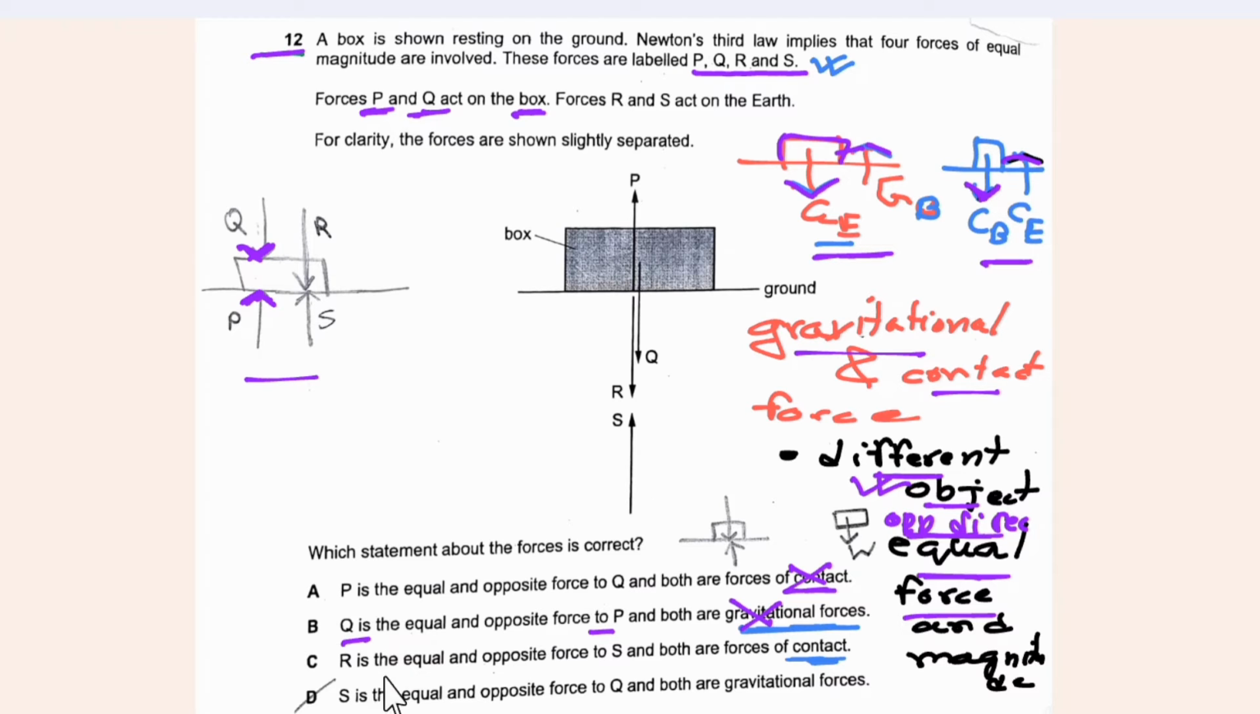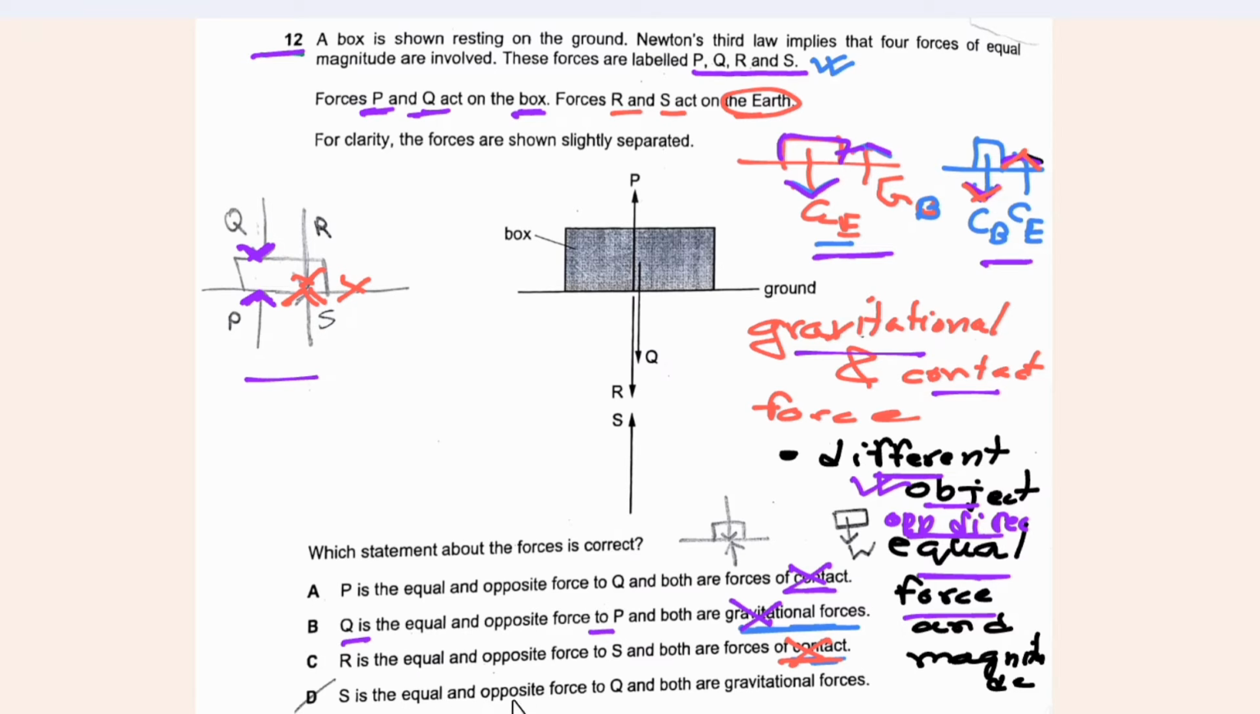Then in the third statement, R is equal and opposite to S, and both are forces of contact. So this is R and this is S. We can say that they are equal and opposite force, but these forces R and S are acting on the earth. That means these forces are acting on the same object. As we know that for contact force, the force must act on different objects. So as the forces are acting on the same object, this is not the force of contact.